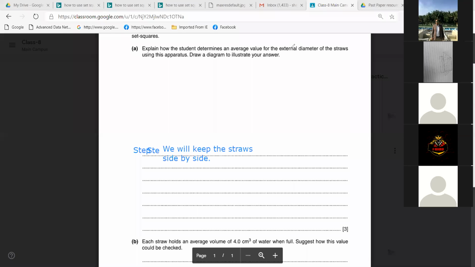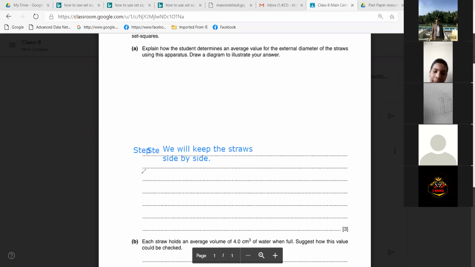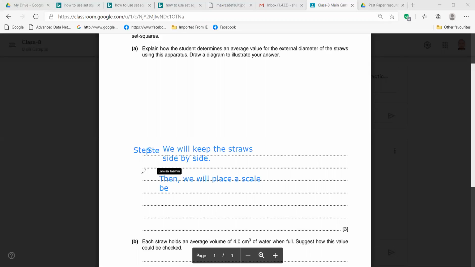Okay, this is step one. We will keep the straws side by side. Then second step, you have to write 10 straws. Later write. Now step two, right, Lamisa? Wait, patience. Just have a look at what she is writing. Then we will place the scale.